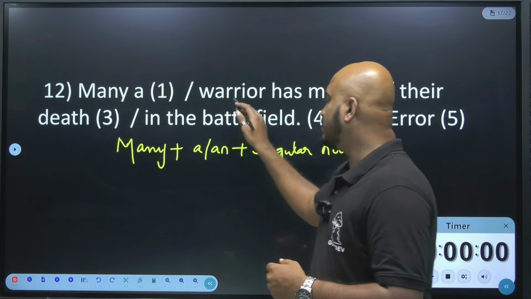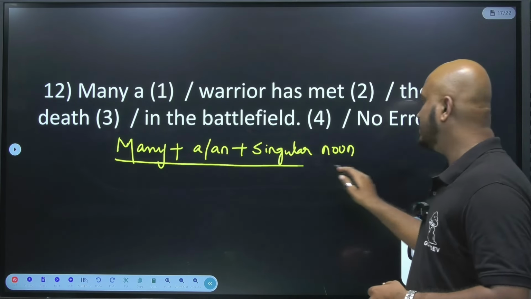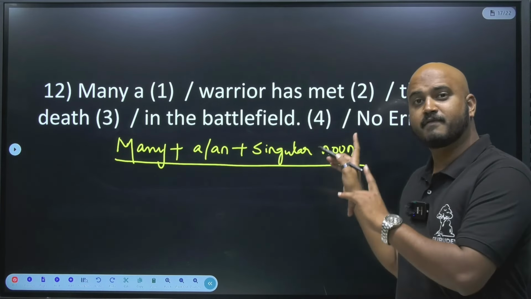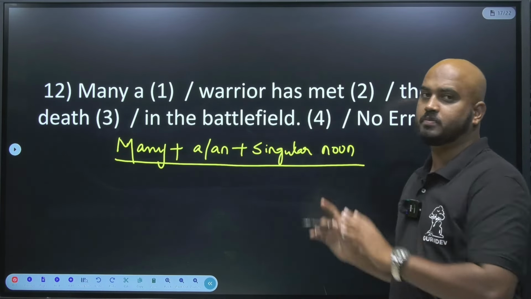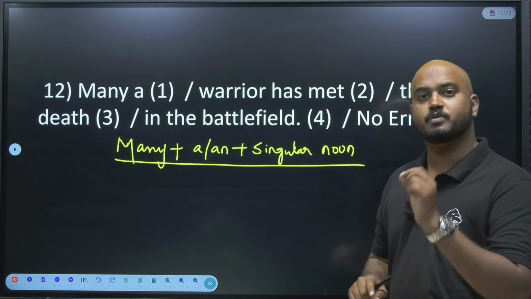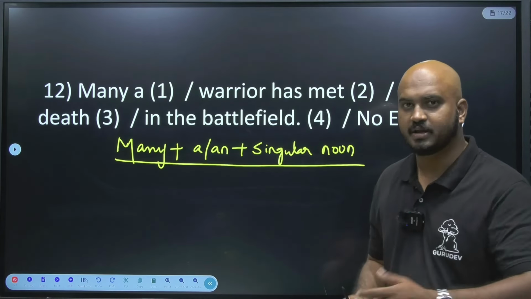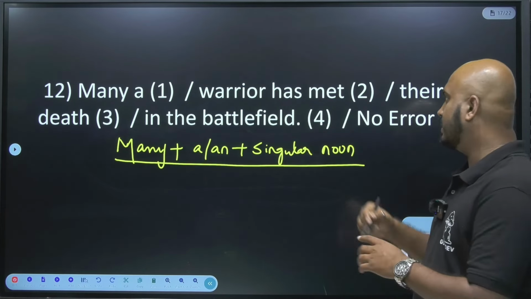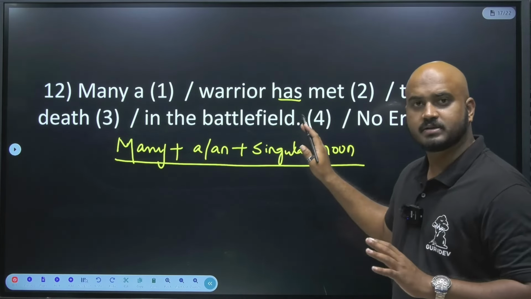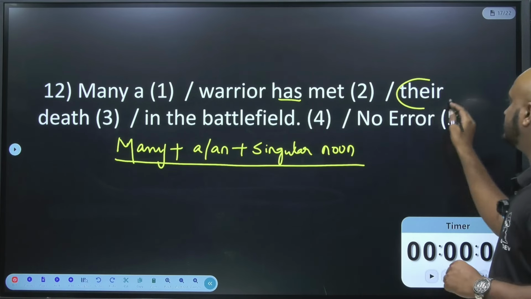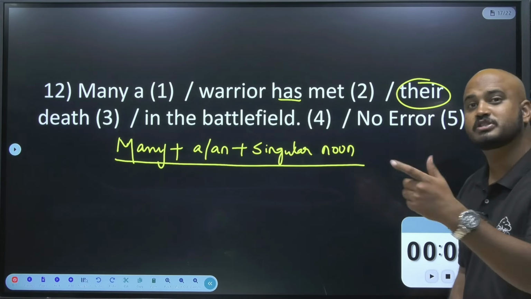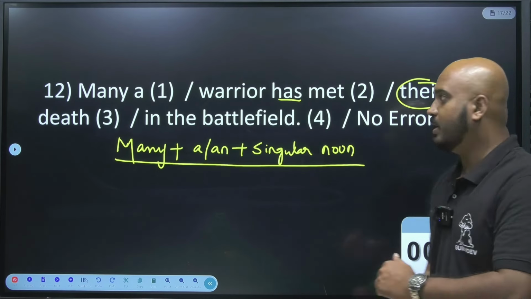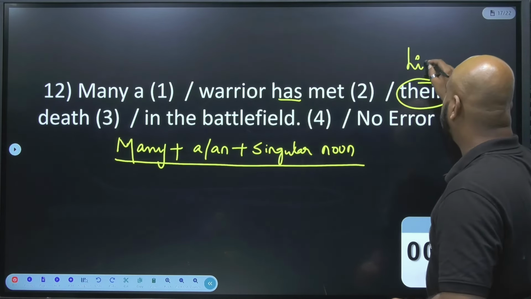So many a warrior, this entire construction is considered singular. Because it is singular, my verb and pronoun are also going to be singular. Your verb and pronoun is purely dependent on the nature of the subject, and this one is singular, and hence my verb and pronoun should be singular. Has, chalo, it's fine, it is singular. But if you observe here, the pronoun they have used is their, which is plural in this case. Now the question is, what kind of pronoun should I be using? Well, the right pronoun I have to be using is his.